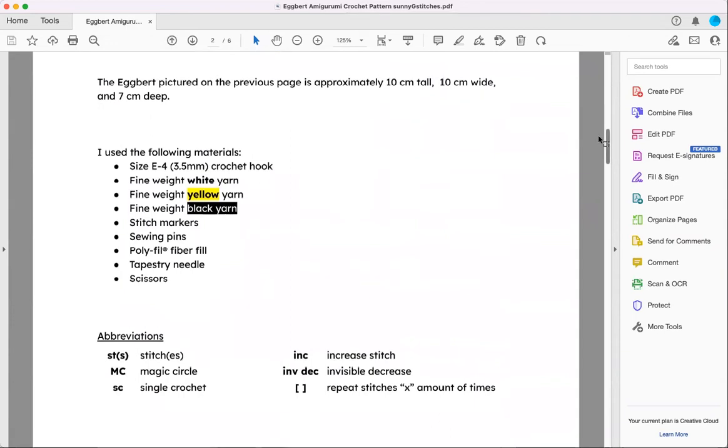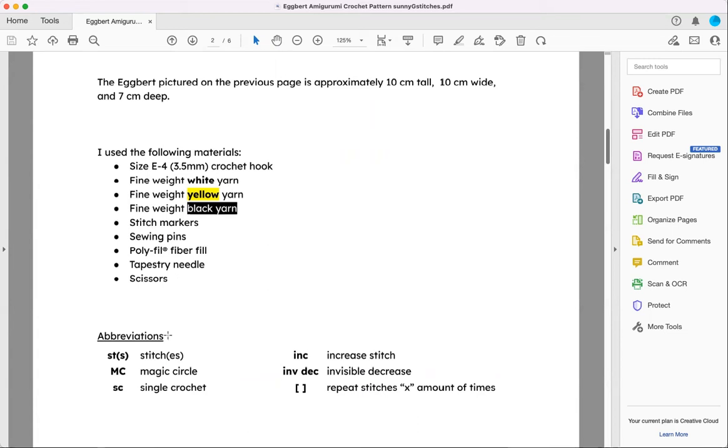Before you get to the actual stitches in the pattern, it's usual that an author will include a list of materials as well as abbreviations. For the materials, I've listed the size of the crochet hook, the weights, and the colors of each of the yarns, as well as other notions necessary to complete the piece. So you'll need stitch markers, sewing pins, some sort of stuffing. I specifically went with polyfill fiberfill, a tapestry needle, and scissors.